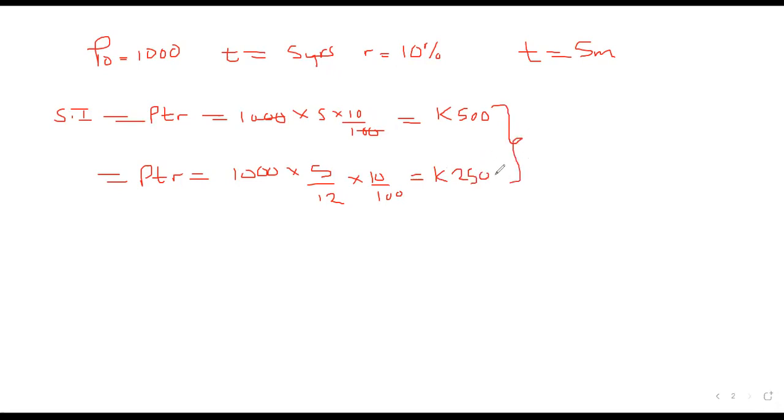So if this is the interest we're going to accrue on this 1,000 that we deposited, it means our future value in this case will be the 1,000 plus the 500 to give us 1,500. This will be after 5 years. But if we're going to get it after 5 months, the future value will be the 1,000 plus the 250, which will give us what? 1,250.